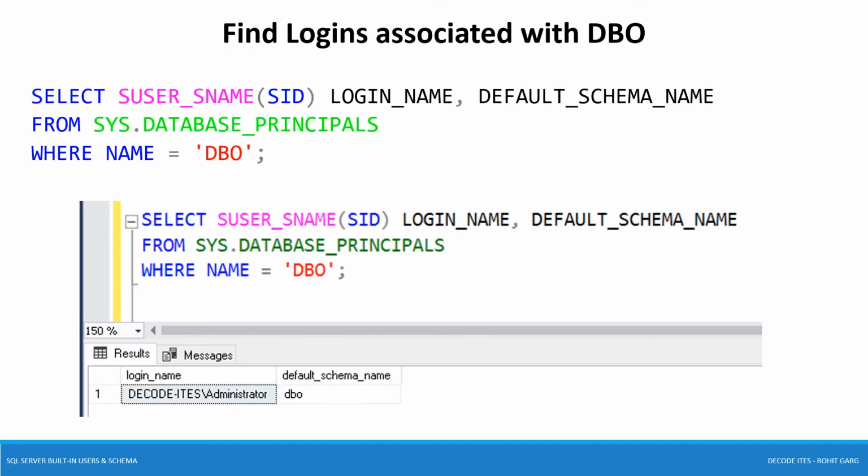Find logins associated with DBO. DBO is a super user and it will override all the security checks at database level. DBAs need to ensure that appropriate logins are assigned to DBO and none other, because otherwise it will lead to data security and data access issues. You can use this query to review all logins which are associated with the DBO user in a particular database.